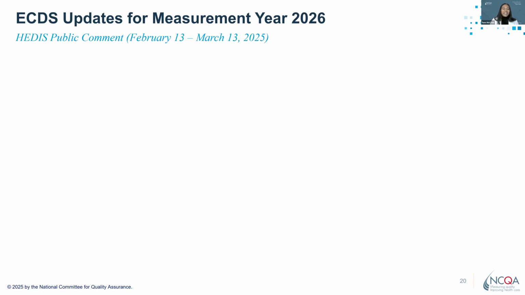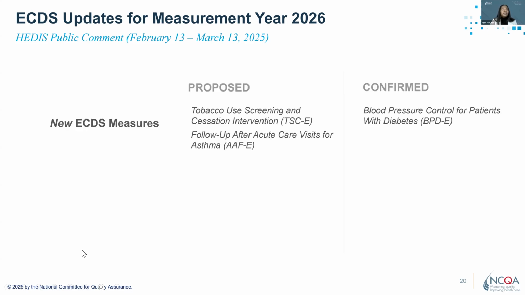So as I noted, we did just share some updates related to ECDS in the most recent public comment, which was for measurement year 2026, which is scheduled to be released this year, August of this year, 2025. And so we want to just share some of those updates that were in the public comment. You may not have had a chance to participate in public comment. So we announced some new measures that we are proposing to introduce for measurement year 2026, again, being released later this year.